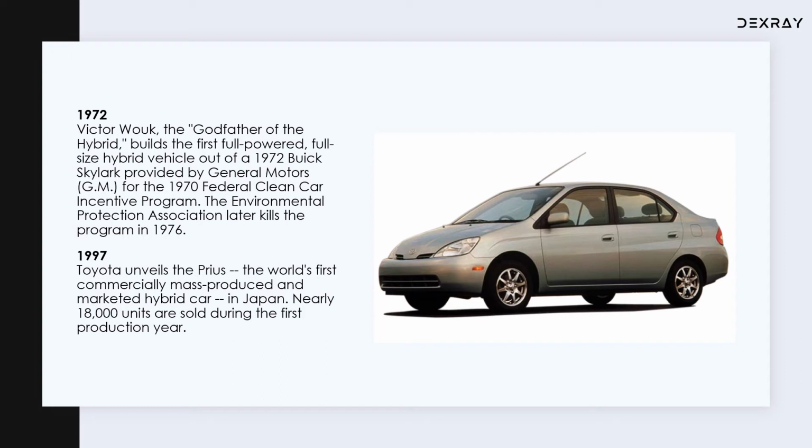Now, during the 1990s, tightening emission rules cause auto firms to look into alternative fuel-propelled vehicles. So in 1997, Toyota unveils the Prius, the world's first commercially mass-produced and marketed hybrid car, in Japan, and about 18,000 units are sold during the first production year. Another mass producer was Honda, which produced its Honda Insight and was very popular during that time.